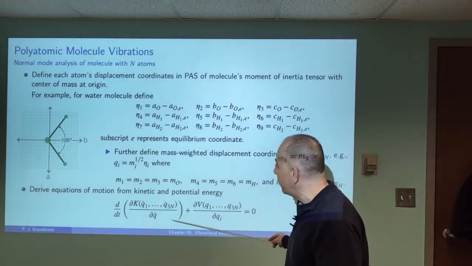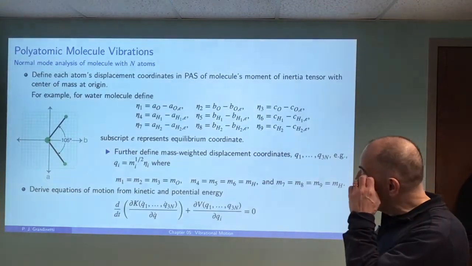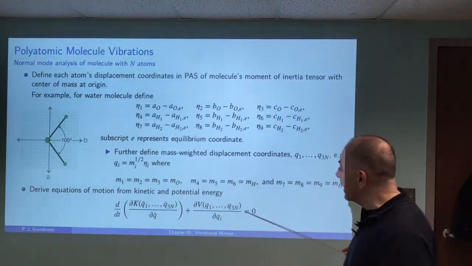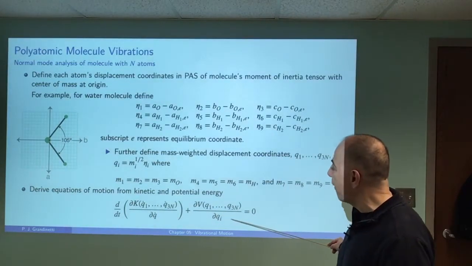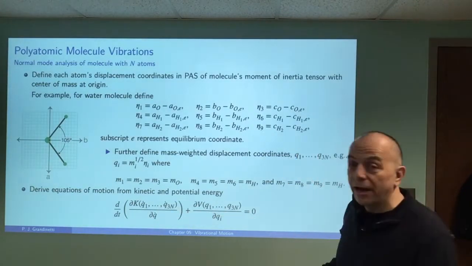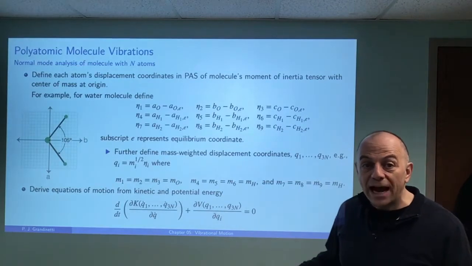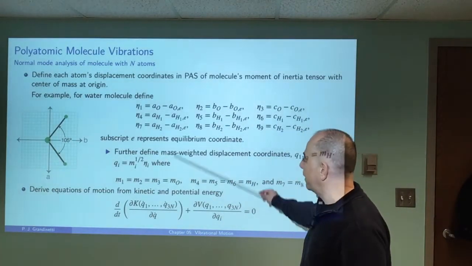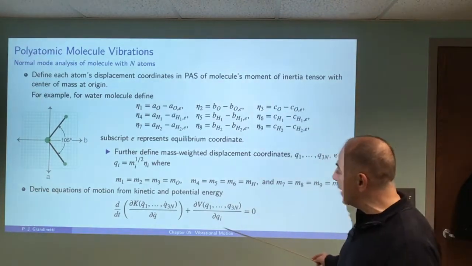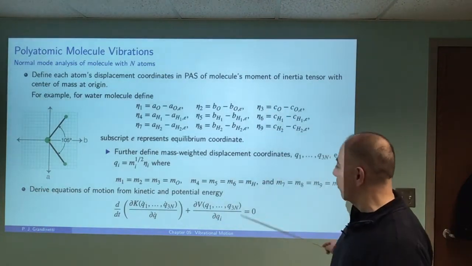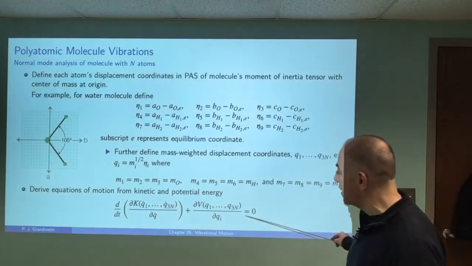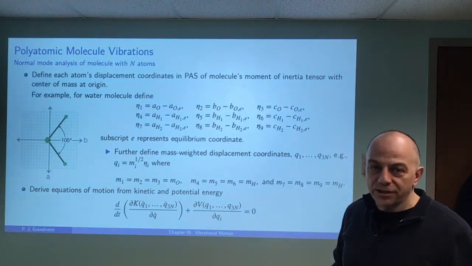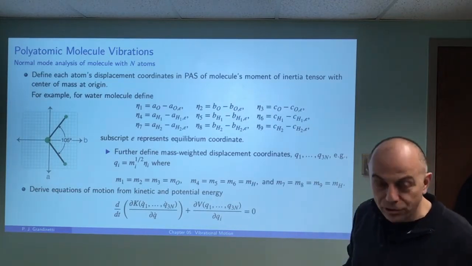And then finally, we're going to get the equations of motion by using an expression that we learned about in Chapter 1, where we get the equations of motion from the kinetic and potential energy functions. So if we can write out the kinetic and potential energy functions for the water molecule in terms of these q coordinates, then by taking the appropriate derivatives for this expression, we can get the set of coupled differential equations, which will then convert into matrix form.